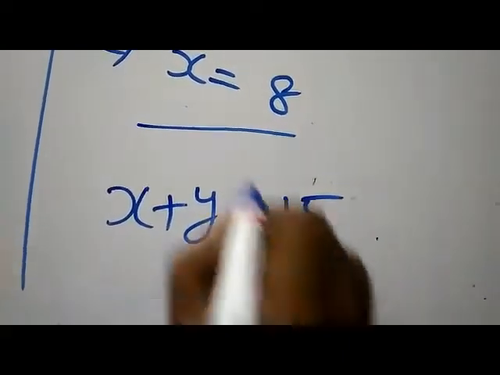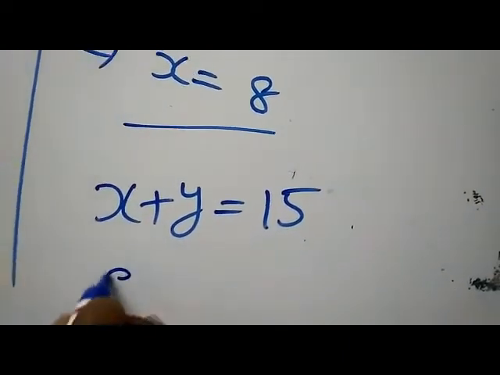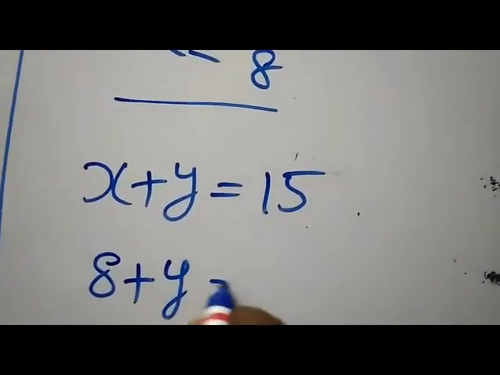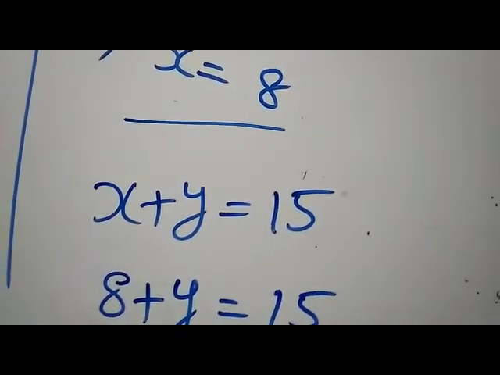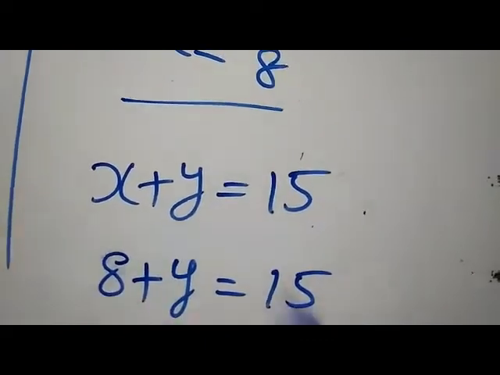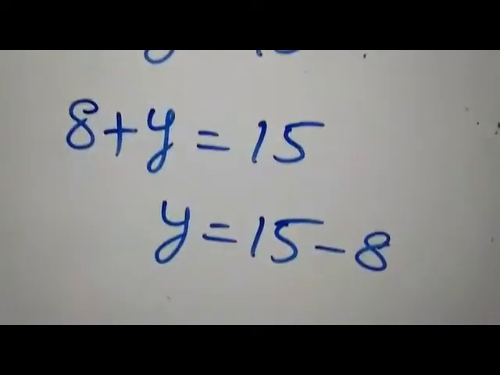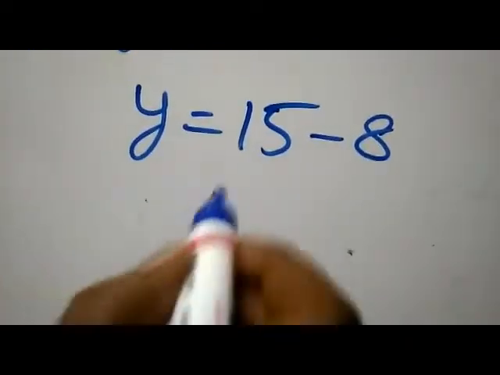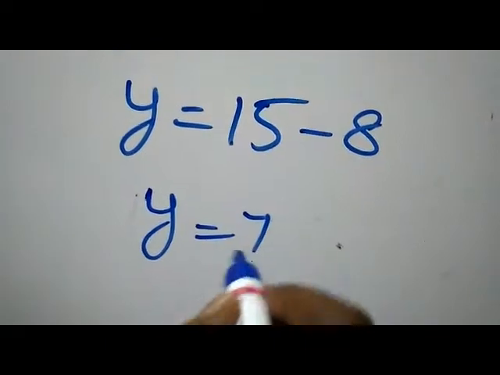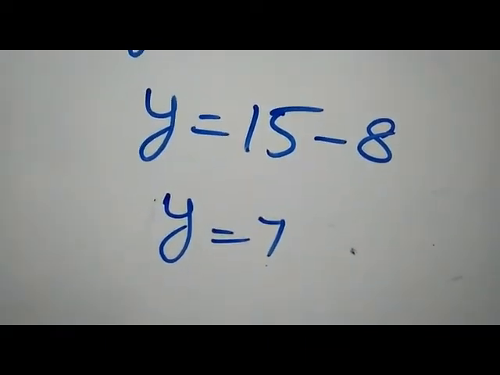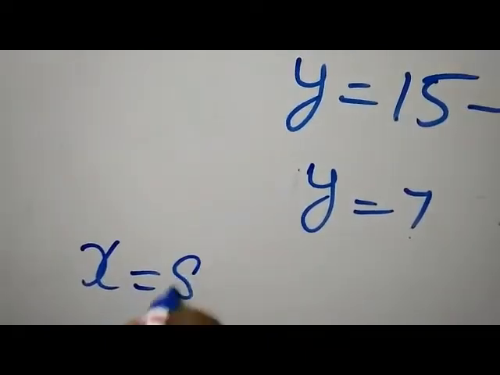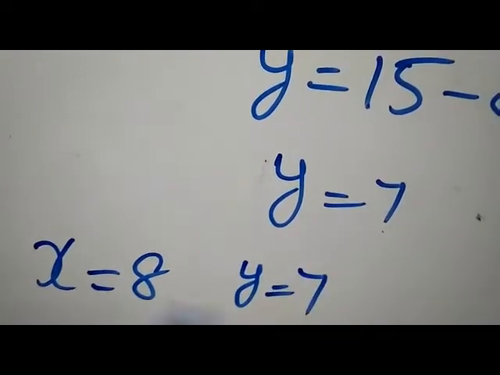Put x is equal to 8 in this equation. 8 plus y is equal to 15. Y is equal to 15 minus 8. Transposing from LHS to RHS, minus 8. Then y is equal to 7. Therefore, finally, x is equal to 8 and y is equal to 7.